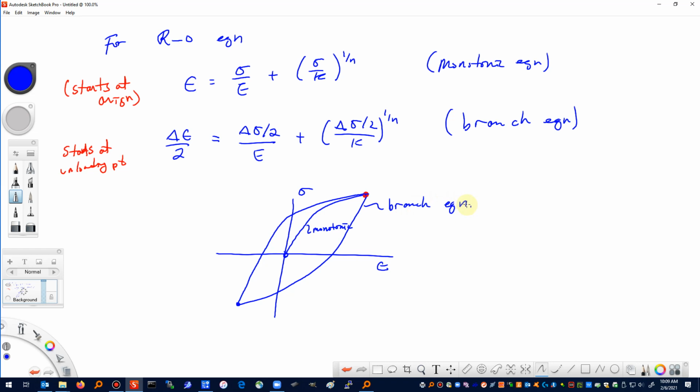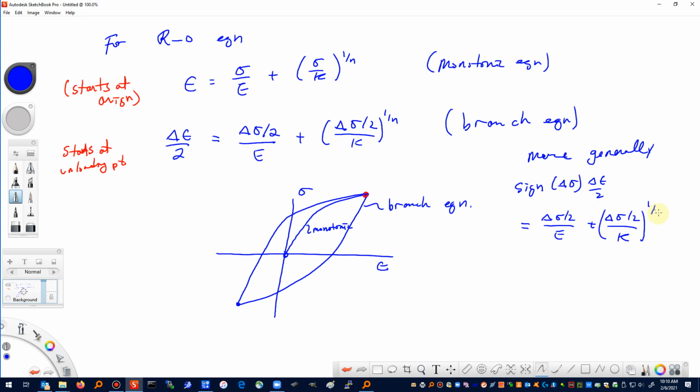It might be useful if I try to illustrate this in Excel. More generally, what we can say to keep track of the unloading and the loading, if we want to use a sign function, SIGN, if we take a look at the sign of the change in stress and multiply that by the strain range over 2, then that would be equal to the delta sigma over 2 over E plus the delta sigma over 2 divided by K to the 1 over N power.